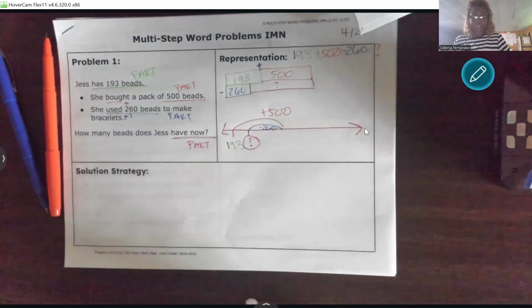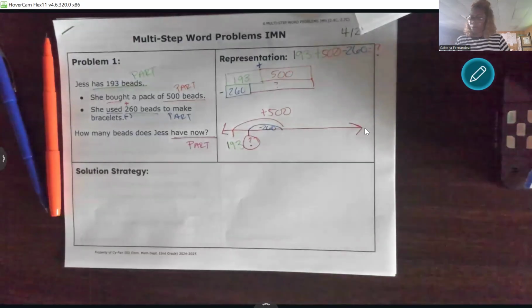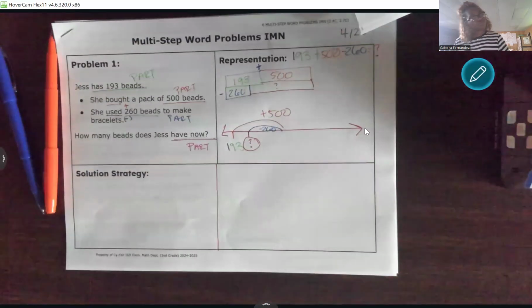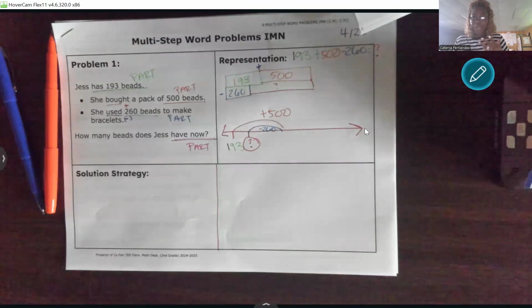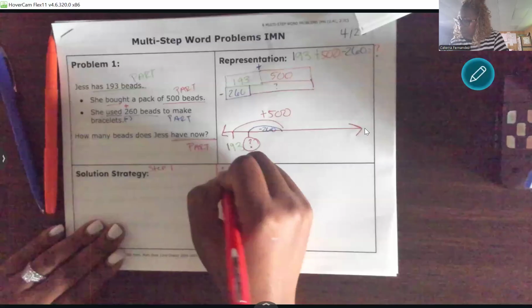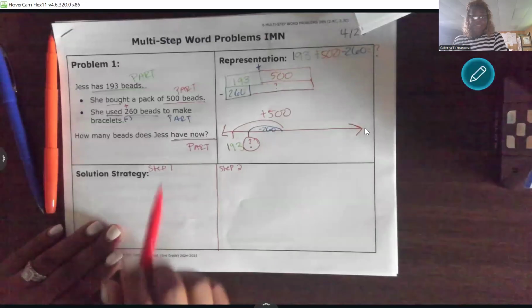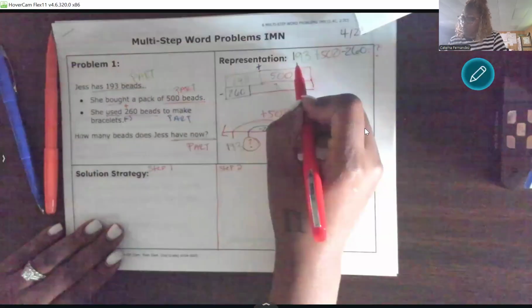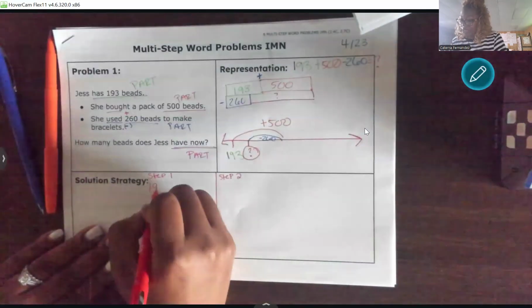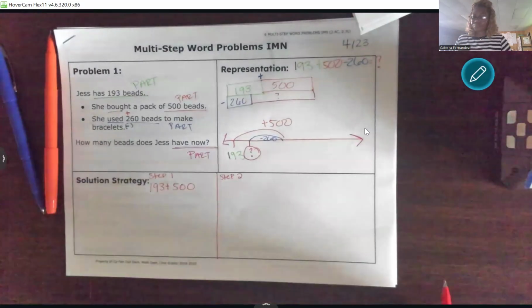After they do the representation, we move to the solution strategy. Since this is a multi-step word problem, they're going to have to split their paper into two because they're going to be adding and subtracting, or they're going to be having to add two times or subtract two times. So at the top, I told them to just go ahead and write step 1 and step 2. Step 1, we know that we're going to do the first part, which is 193 plus 500. They're going to write the number sentence, 193 plus 500.